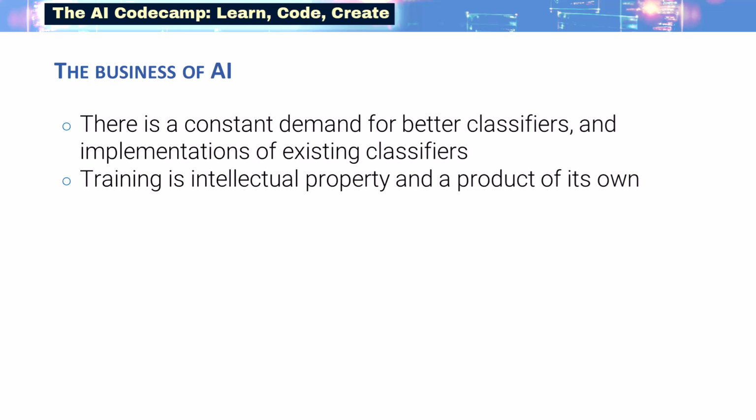Finally, a few words on the business of AI. In terms of coding, there is, of course, a constant demand for better types of classifiers and implementations of existing classifiers. The same applies for the feature extractors. In addition, not only the software, but also the training is intellectual property and a product of its own. Even the training sets are themselves a product and are considered intellectual property.